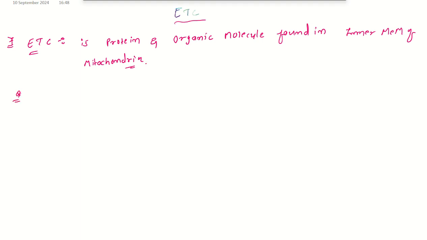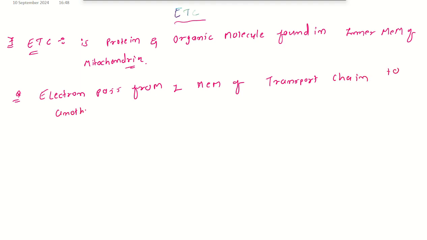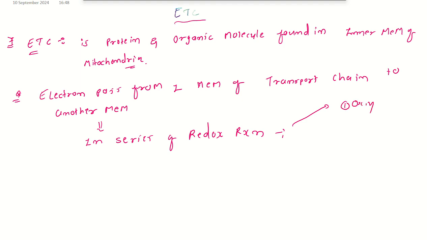So electrons pass from one member of the transport chain to another member in a series of redox reactions. We know redox means oxidation and reduction both occur.